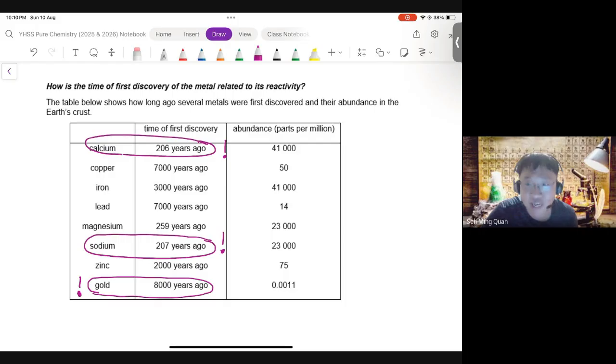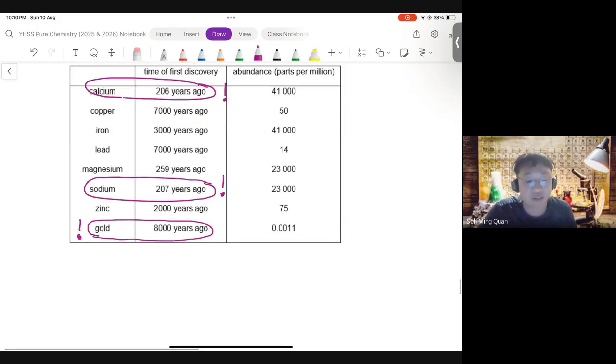So, do you think there is a relationship between when it was first discovered and the metal's reactivity? Let's just look at these examples. Calcium, 206 years ago. Sounds long time ago, but when you compare calcium with gold, the comparison is so stark. Gold was discovered 8,000 years ago. So what do you notice? Gold is a less reactive metal for sure, right? Gold is at the bottom of the reactivity series.